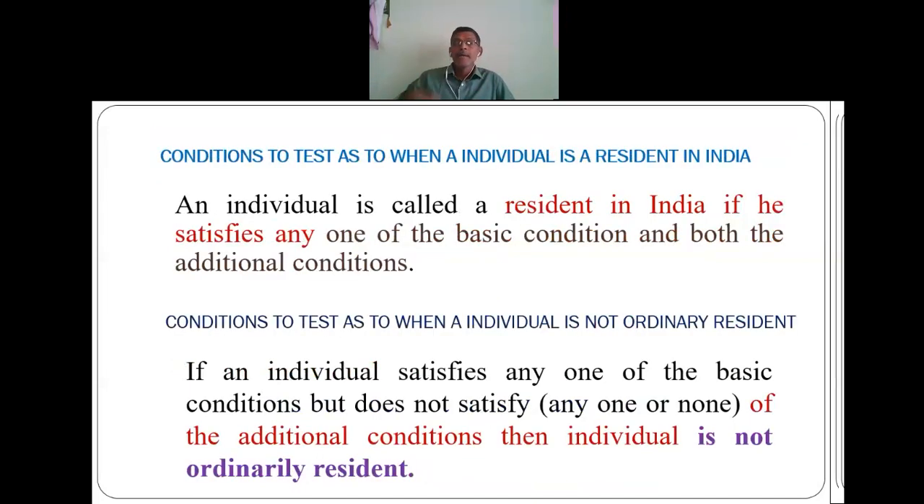Immediately, the question is this: suppose I am satisfied with the resident category, that is, at least the first basic condition is satisfied, or the second condition is satisfied, so I am treated as a resident. But if any one of the compulsory conditions is not satisfied during the determination of your residential status for the previous year, then automatically the individual will be treated as resident but not ordinary resident. Please note this point: if you fail any one of the compulsory conditions, automatically the individual will be treated as resident but not ordinary resident.